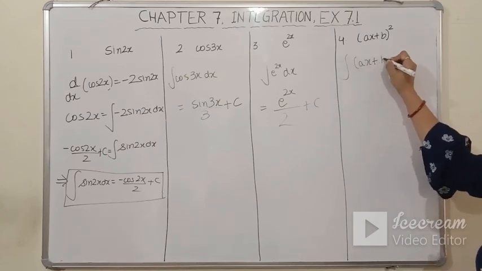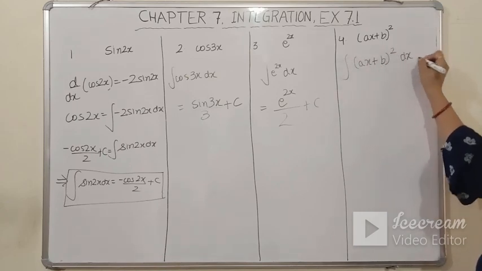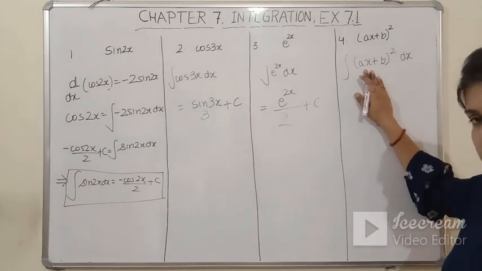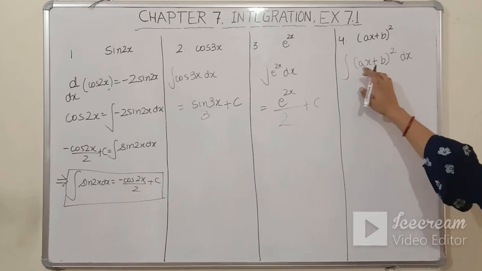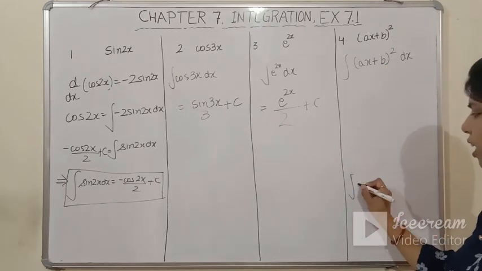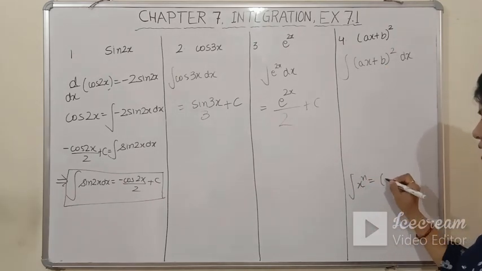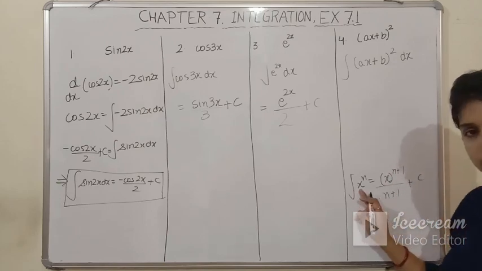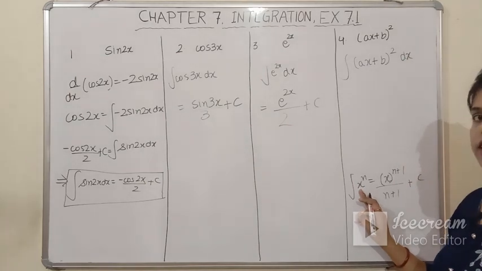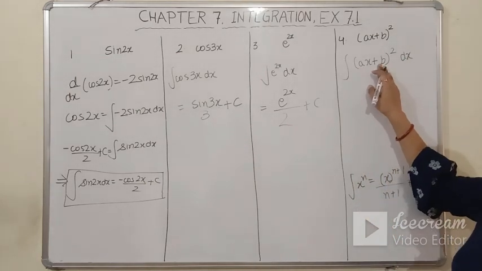Now the next question is integration of (ax plus b) whole square dx. Here you don't need to open this complete term, (ax plus b) whole square, as this is a linear term, and all of you know that the integration of x raised to power n is x raised to power n plus 1 upon n plus 1, plus c. Please remember that x should be in a linear term. So here ax plus b is linear.